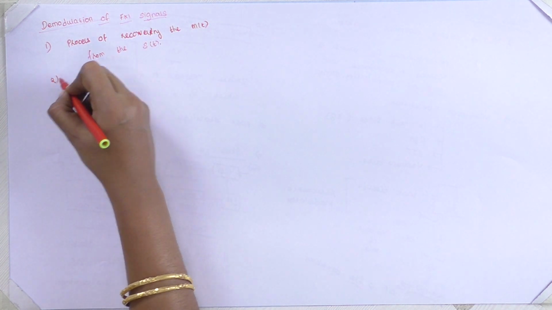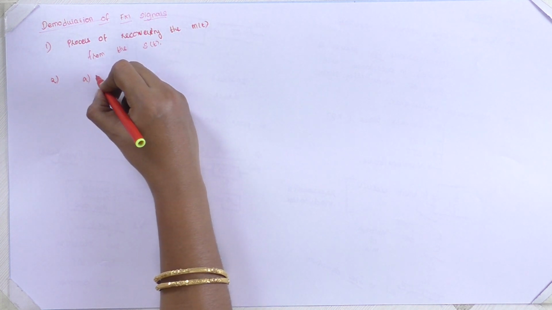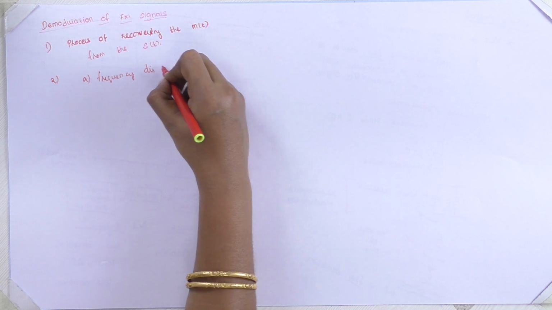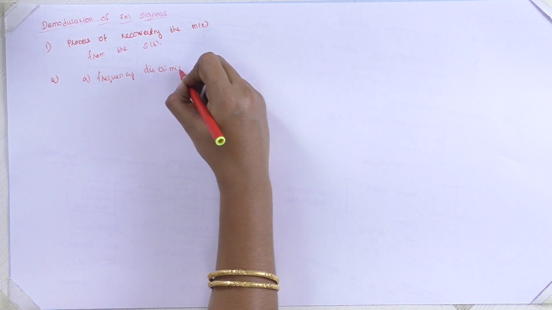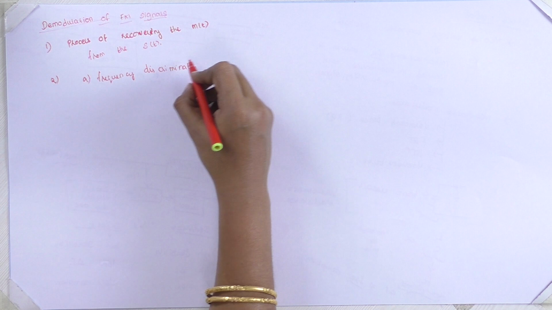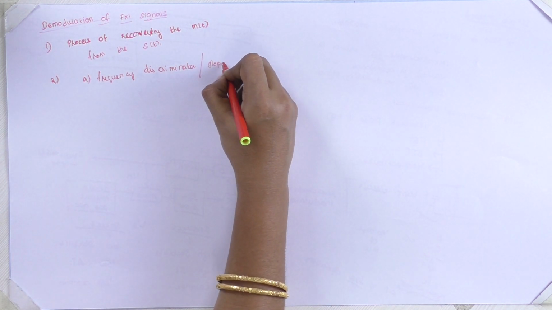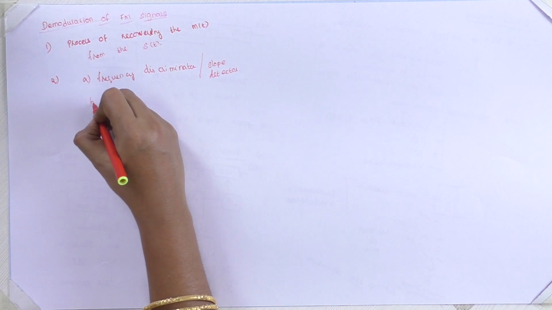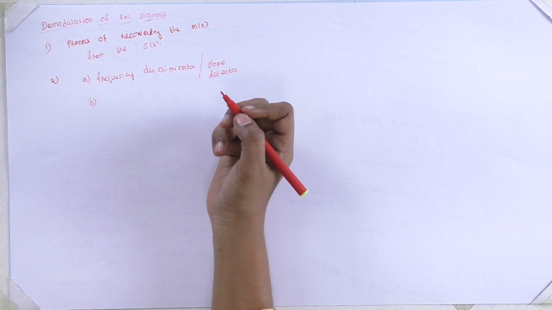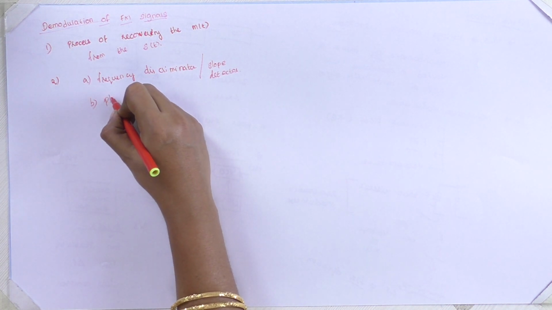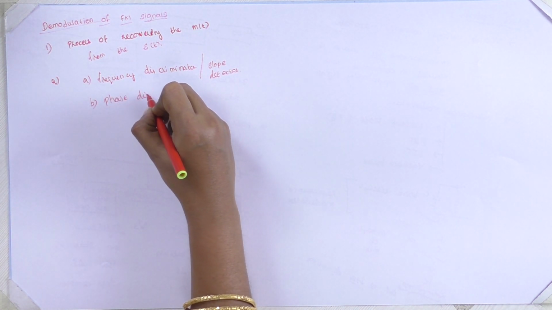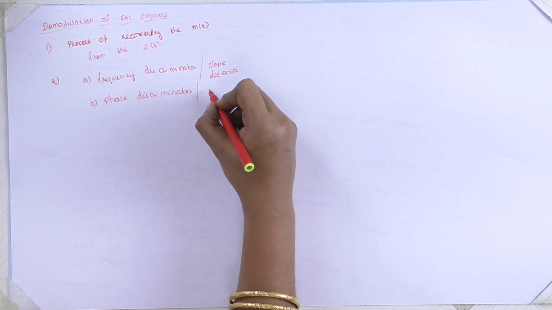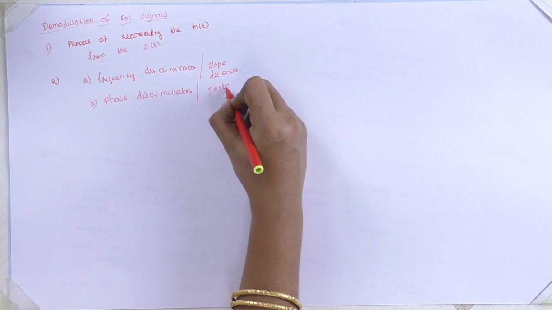The methods which we are going to see are using frequency discriminator. It can also be called a slope detector because it is going to detect the slope variations in the modulated signal. The second type of demodulation we are going to see is phase discriminator. Another name for phase discriminator is the Foster-Seeley method.